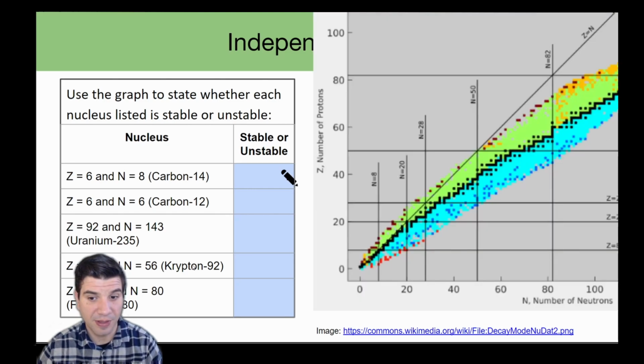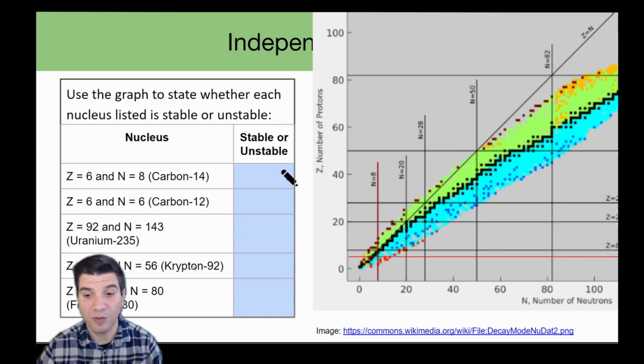I'm going to zoom in a bit because it's kind of tough to see in this area. Well, when you move across with a Z of 6 and an N of 8, you can see it falls on a blue box, telling us that this is an unstable isotope.